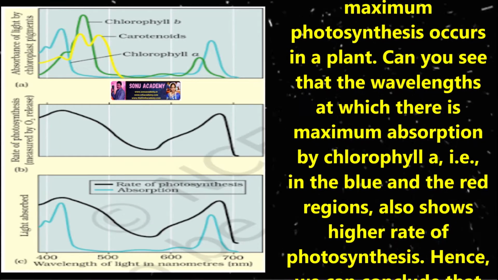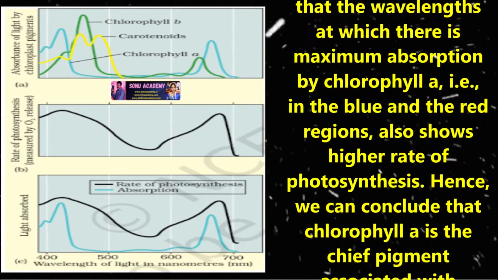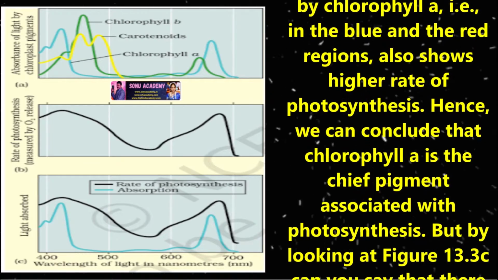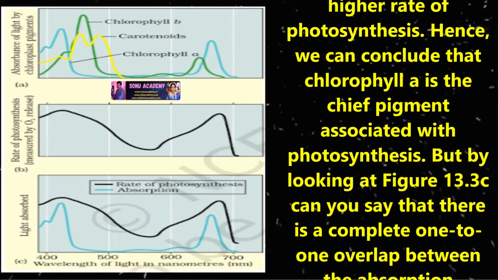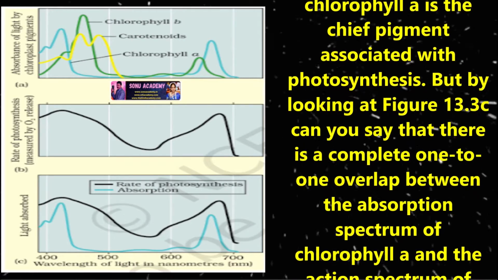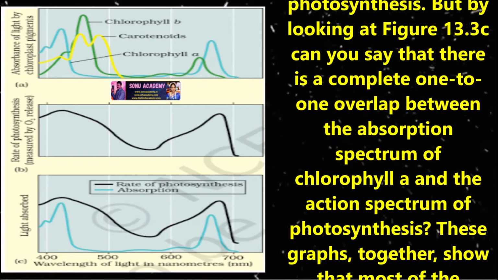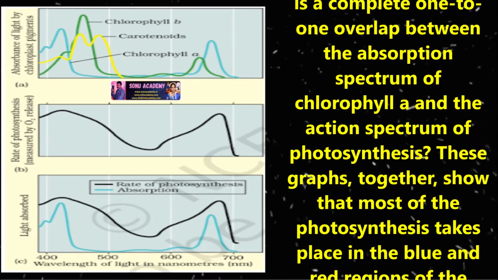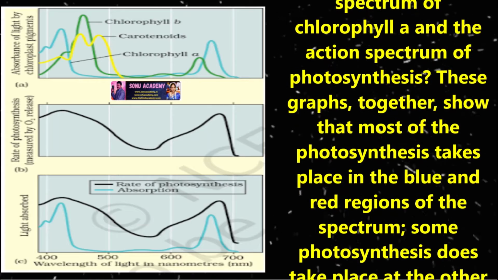plant. You can see that the wavelengths of maximum absorption by chlorophyll, that is in the blue and the red regions, also show a higher rate of photosynthesis. Hence, we can conclude that chlorophyll A is the chief pigment associated with photosynthesis. But by looking at the figure, can you say that there is a complete one-to-one overlap between the absorption spectrum of chlorophyll A and the action spectrum of photosynthesis?